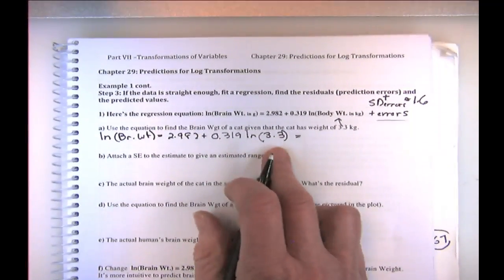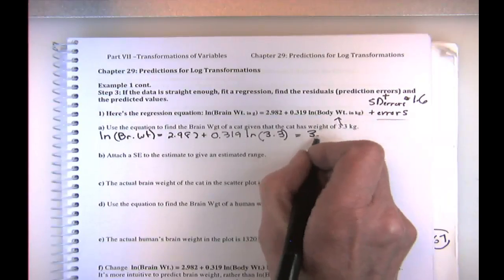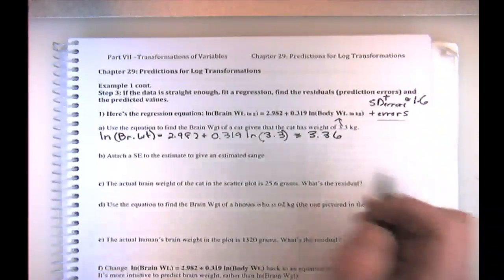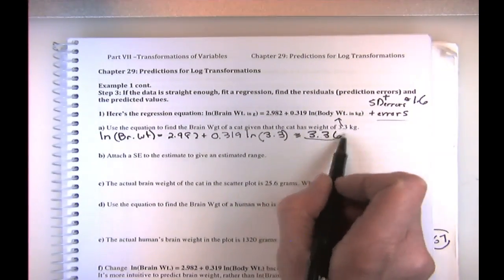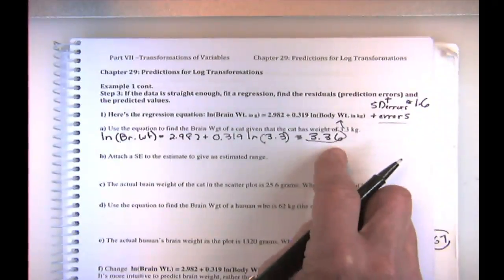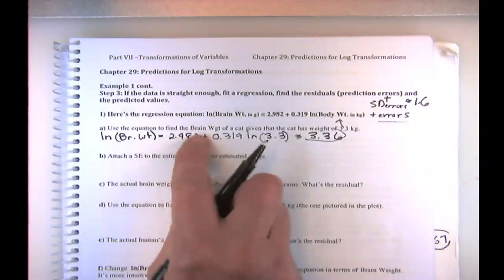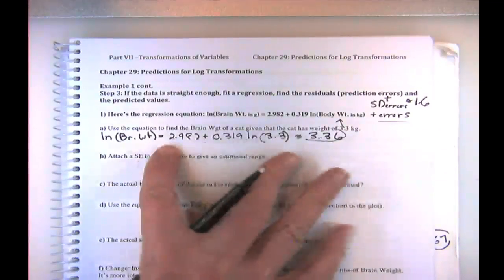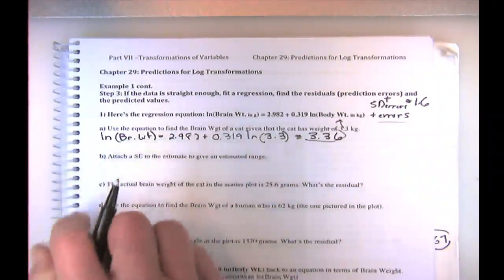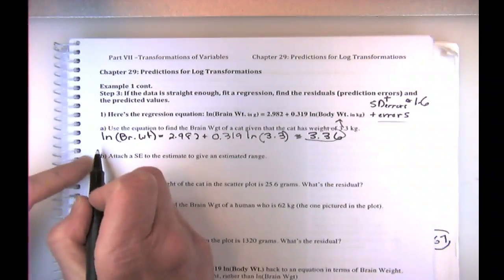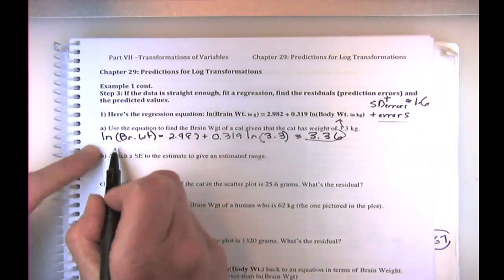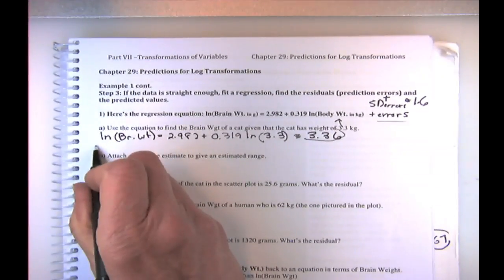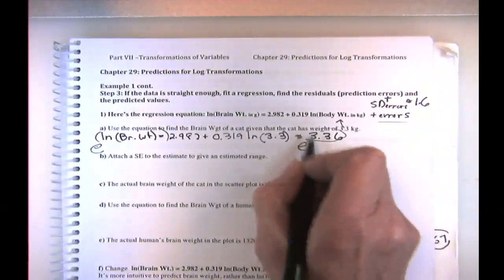So I did this, and I got approximately 3.36, rounded to 2 decimal places. Now, that's the natural log of the brain weight. But I want the predicted brain weight, not the log of the brain weight. So I have to anti-log both sides. Anti-log both sides just means take e to that.